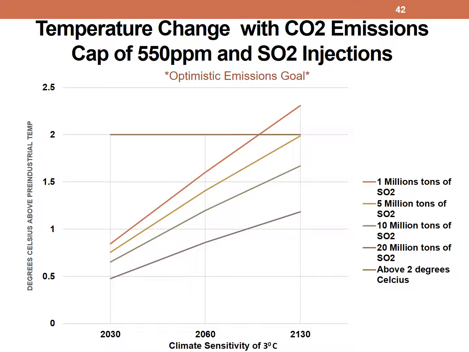Moving on to the temperature change with carbon dioxide emissions cap of 550 parts per million and sulfur dioxide injections. With injecting 1 million tons of sulfur dioxide, we surpass that 2 degrees Celsius at around 2100. 5 million tons does keep us below that 2 degrees Celsius, but as you can see, by 2130 is about to hit that mark. Only with 10 and 20 do we remain under 2 degrees and shows a possibility of stabilization under that goal.